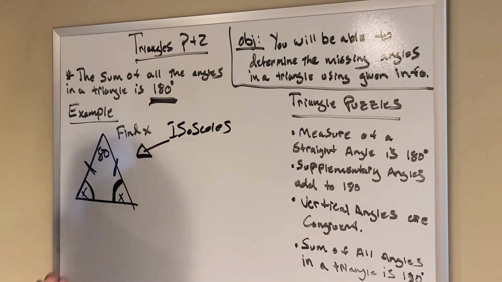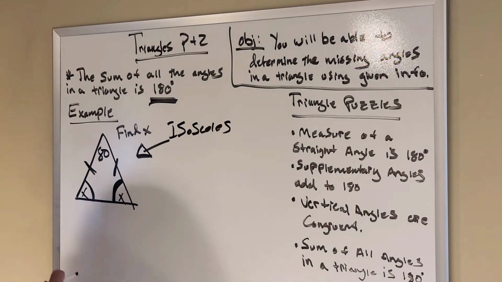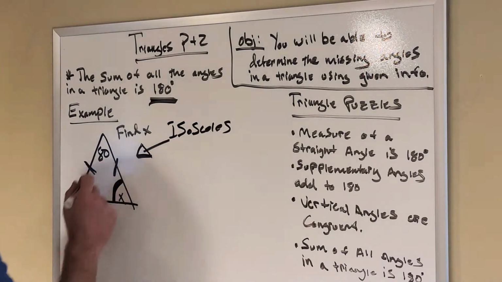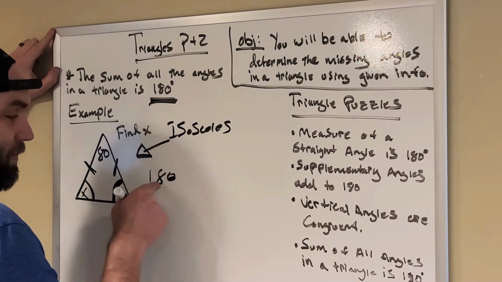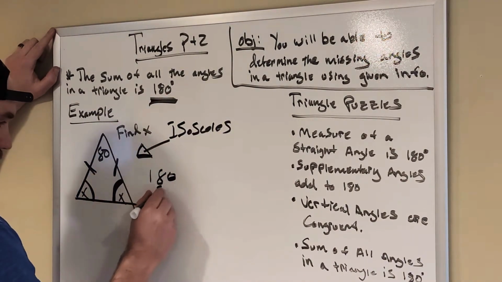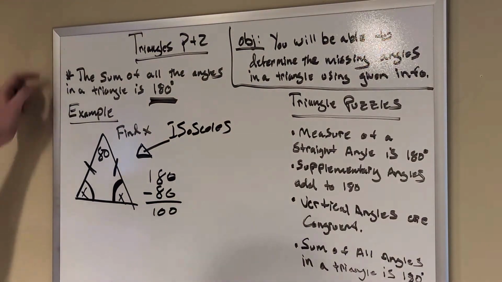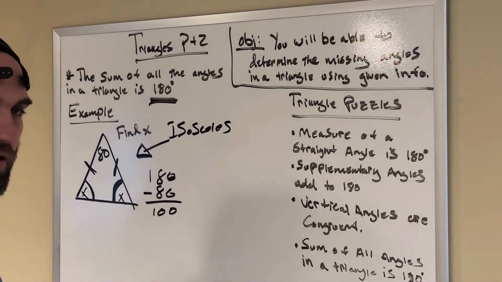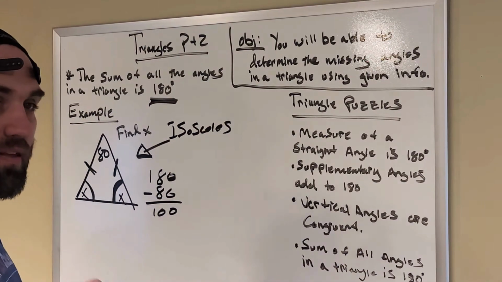Okay? So, I know that these have to be the exact same angle for that to be an isosceles triangle. So what I'm going to do now is take the 80 and subtract it from the 180, from the whole of the triangle, and I'm left with 100. So I know that these two added up together are going to give me 100, and they have to be the same thing.